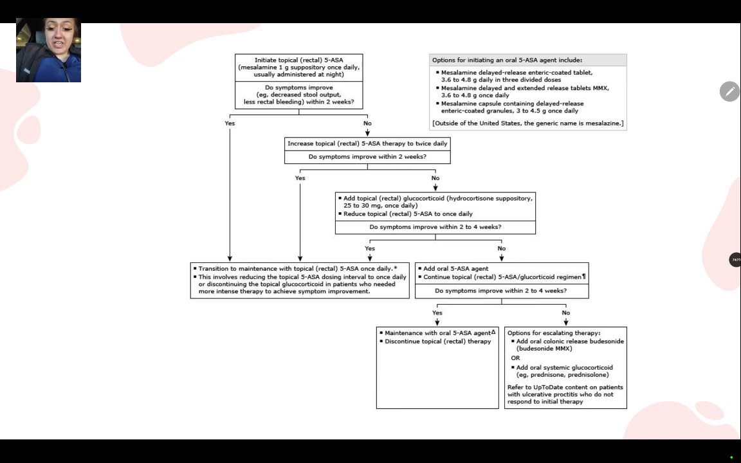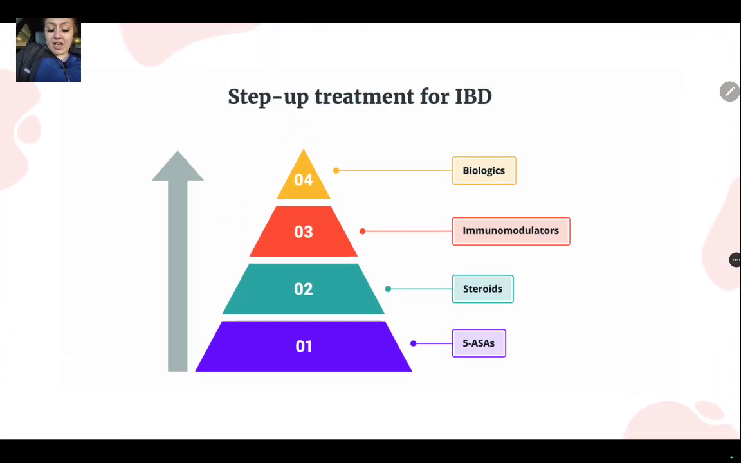Here is the approach that UpToDate provides for this one. So I thought that would also be useful for you guys. And then just like asthma and other things, they have this step up treatment for IBD that I thought was a useful little pictographic thing to include here that shows where we want to start and all the way up to biologics.